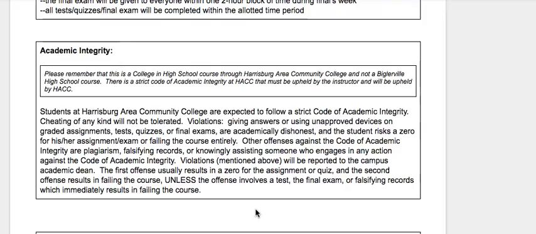Violations mentioned above will be reported to the campus academic dean. First offense usually results in a zero for the assignment or quiz, and the second offense results in failing the course, unless the offense involves a test, the final exam, or falsifying records, which immediately results in failing the course.